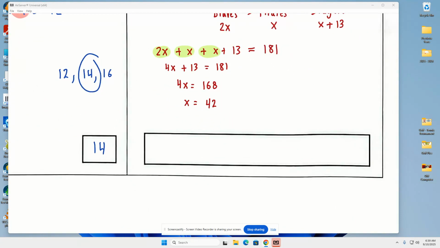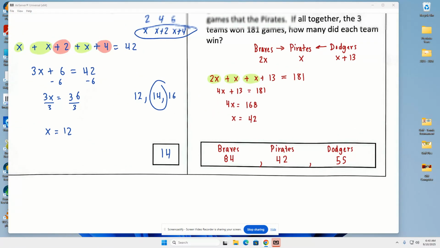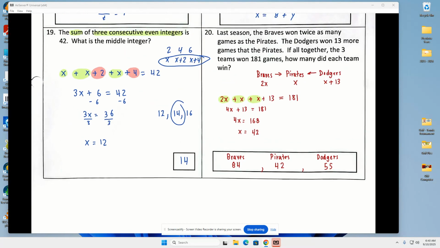So guys, the Pirates, who everybody was being compared to, they won 42 games. So how many did the Braves win? Well, the Braves won 2 times that. So 2 times 42 is 84 games. And then the Dodgers, how many did they win? They won 13 more than the Pirates. They won 13 more than 42. So 42 plus 13, 55. And sure enough, if you add those up, it does in fact equal 181.